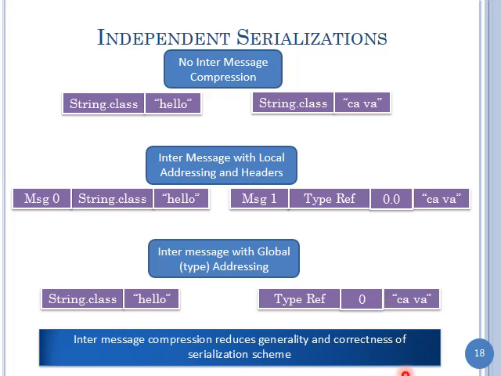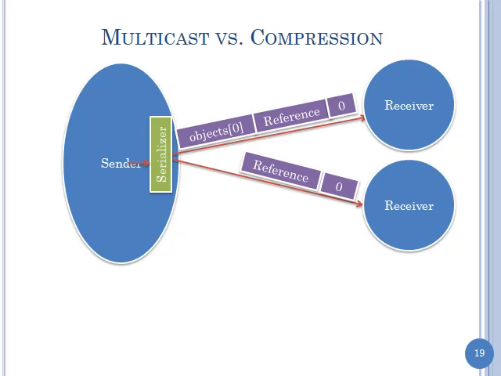So inter-message compression reduces generality and correctness of serialization schemes, especially if you're sending references to object values, because those values can change. And like I said, I broke the code by changing the object. Okay, this is where I got the biggest headaches in life, when I was trying to do serialization.